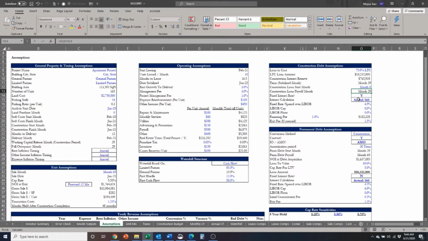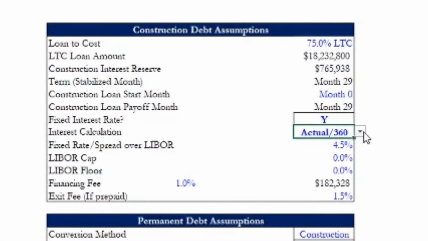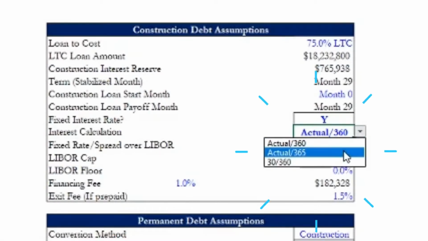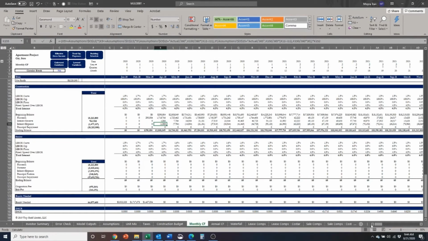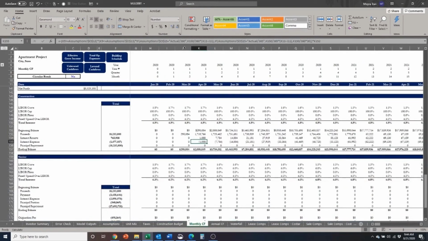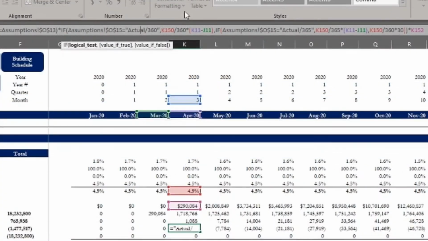If you go here to the assumptions tab, you can see the interest calculation is either actual 360, actual 365, or 30-360. So here we can kind of dig into the formula. This basically just means that, let's say we choose the actual 360 method, it'll take the interest rate here, 4.5%, divided by 360 days, and then multiply it by the number of days between the current period and the previous period.